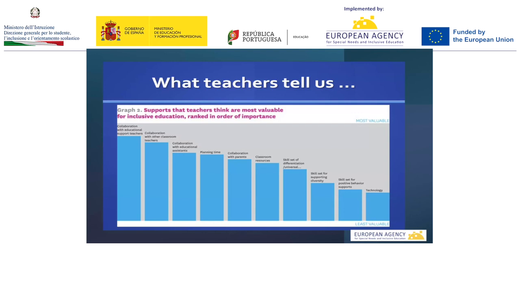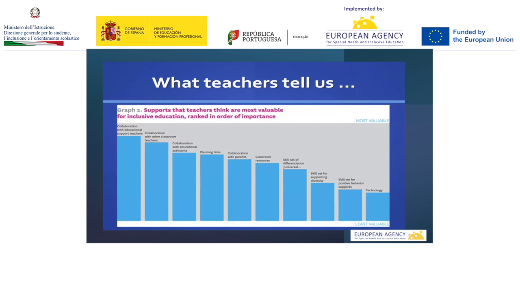On the left, this is a list of the things that they said were most valuable. From the left, which is the most valuable, to the right, which is less valuable. And what I want to concentrate your attention on here is the first five bars from the left, 1, 2, 3, 4, 5, of the things that teachers say help them the most. All involve collaboration, planning, working, speaking together to make sure they're doing the best they can for students.